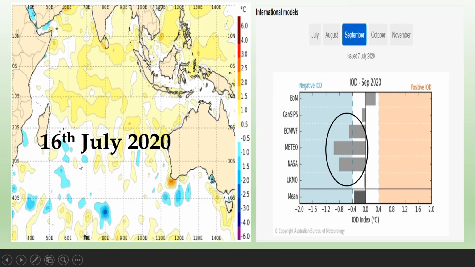This is the latest observation on 16th July 2020. You can see in June there was a warm zone here, and in July the transition phase is slowly happening. The warm waters have moved towards the Central Indian Ocean, and the leading models in the world like ECMWF, Meteo, and NASA are predicting that the Indian Ocean dipole becomes negative by September.